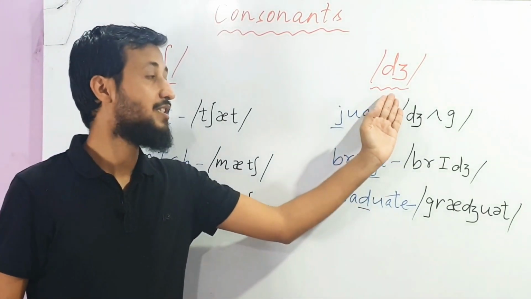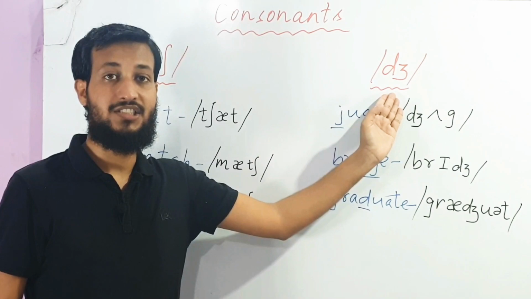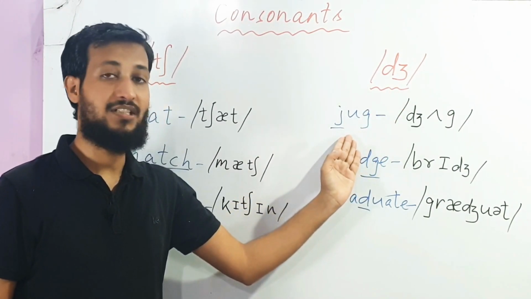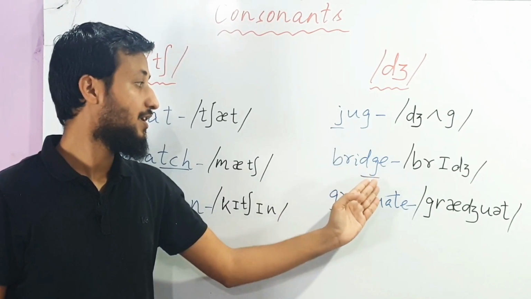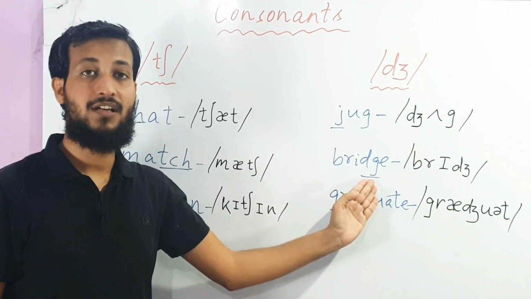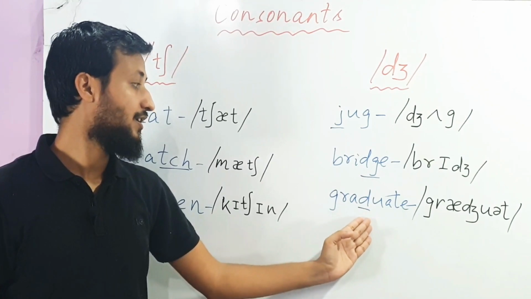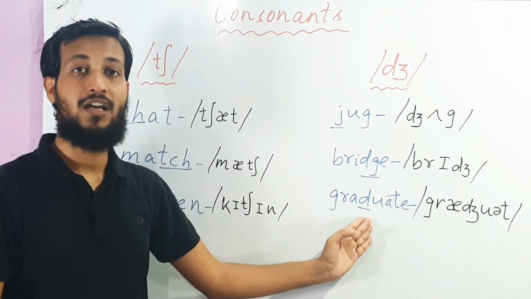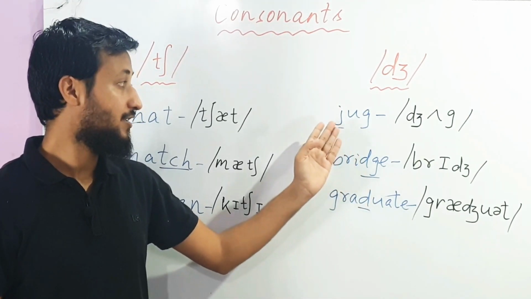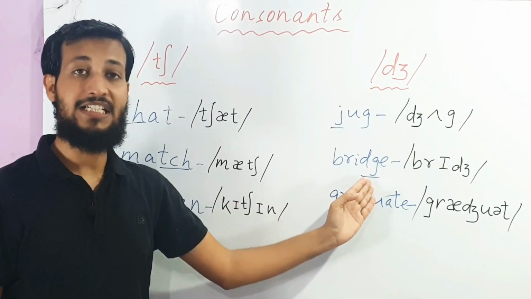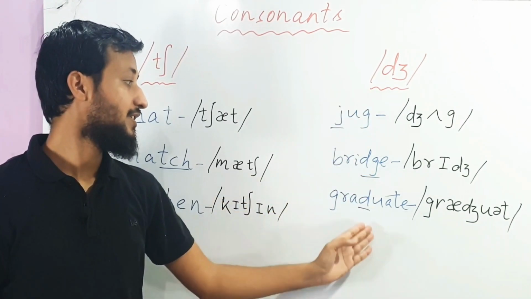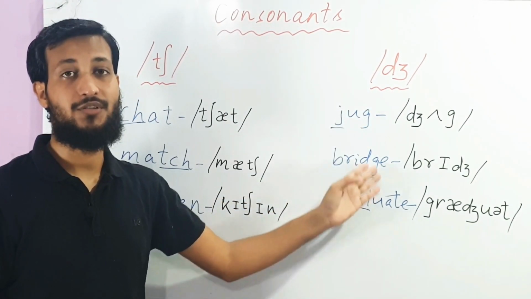The next sound is j, as in jug, bridge, graduate. Here the letter J produces this sound, here DG produces this sound, and here only D produces this sound.